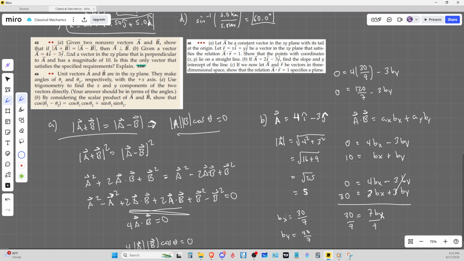Vector that can satisfy the specific requirements. I mean, probably because it seems like... no, maybe not.